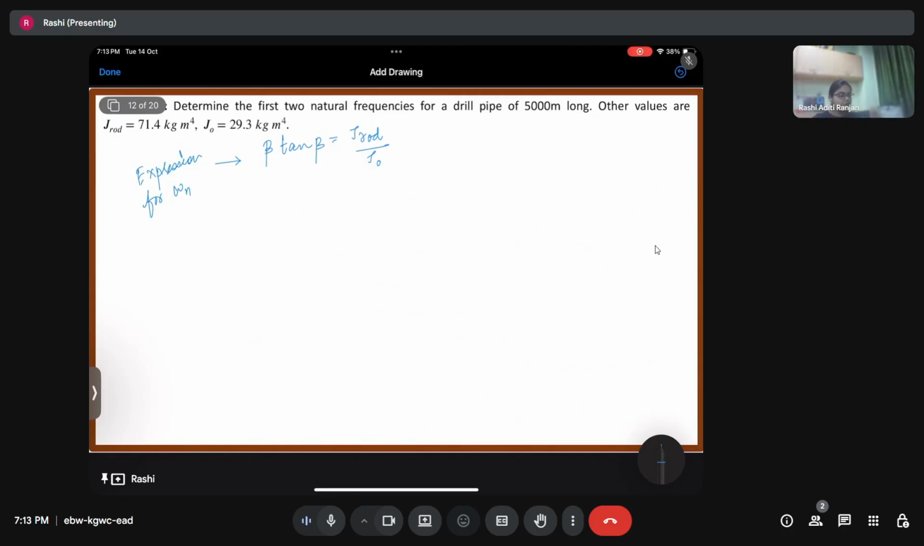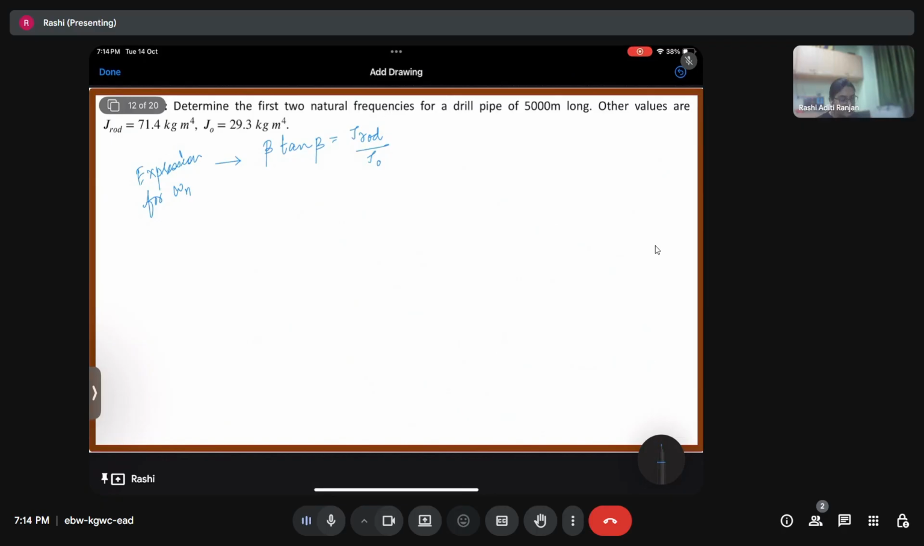So what we do is we use some books that have given how to solve such a transcendental equation. They give us the values which we can use in order to get the solution. Basically, we get the values of beta. So what is going to be the values of beta for which this is going to be equal to this?